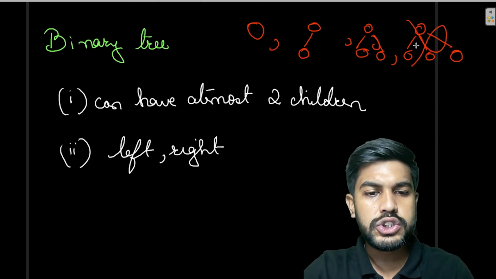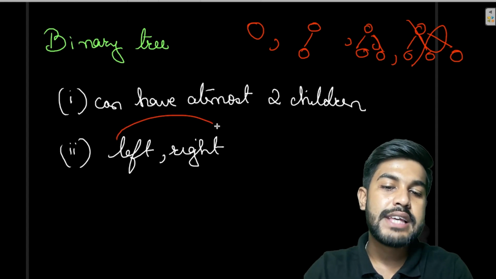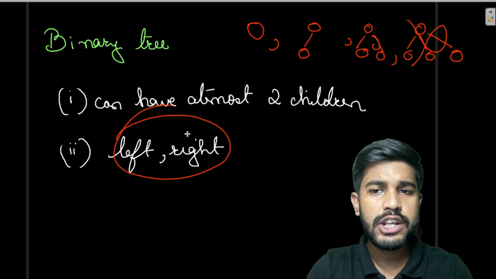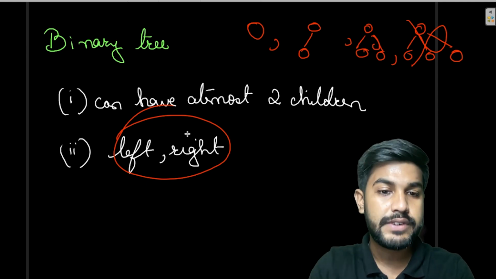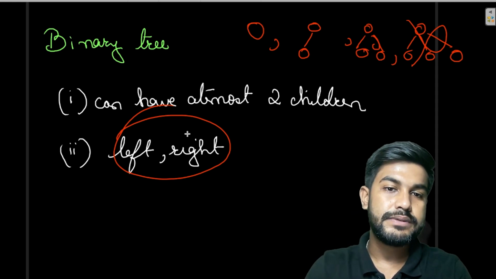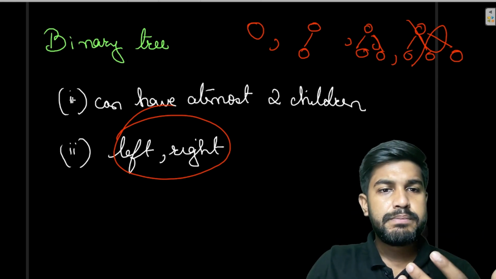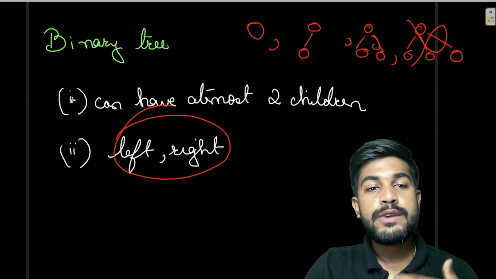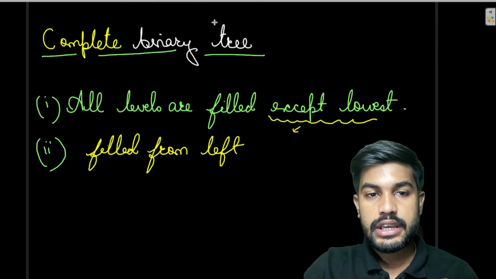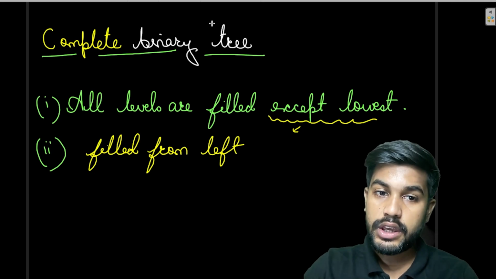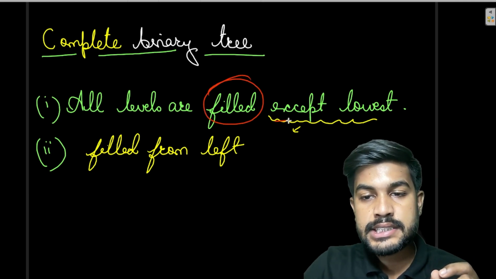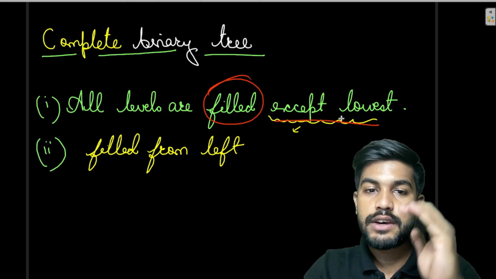As there are only two children, they are referred to as the left and the right. The node on the left hand side is referred to as the left child, and on the right hand side it is referred to as the right child. Now, if this is the definition of a binary tree, then what is a complete binary tree? A complete binary tree is a binary tree where all the levels are filled except the lowest. So every level should be filled.